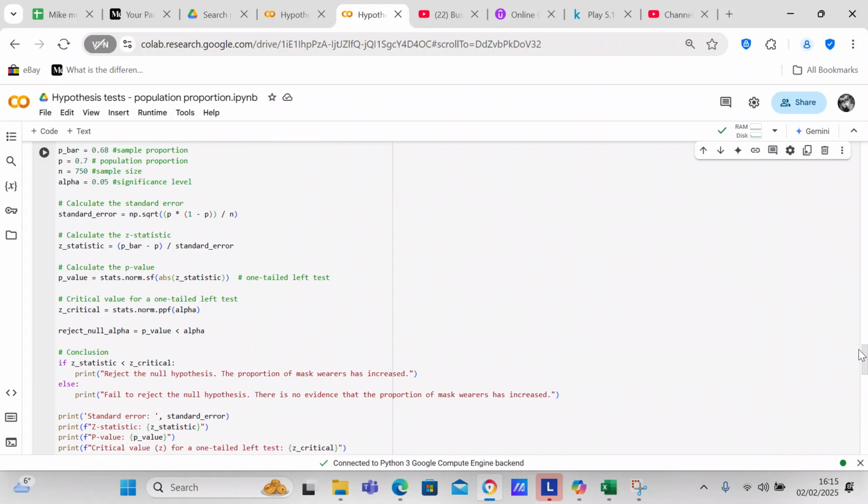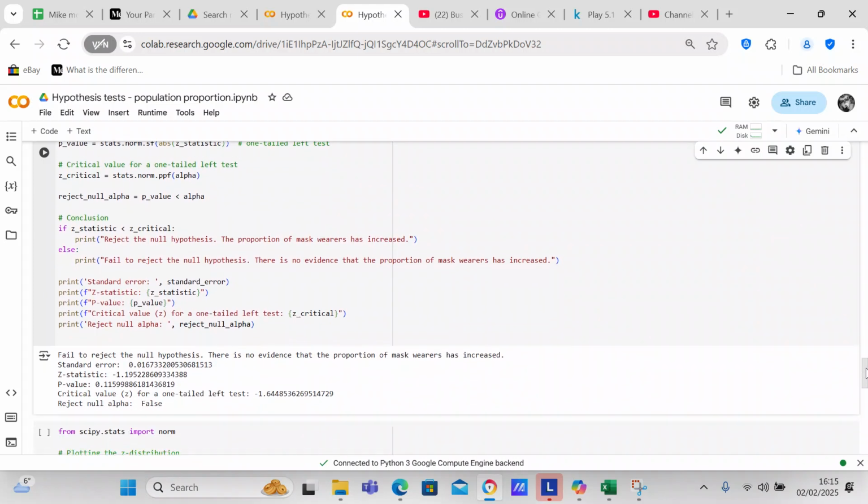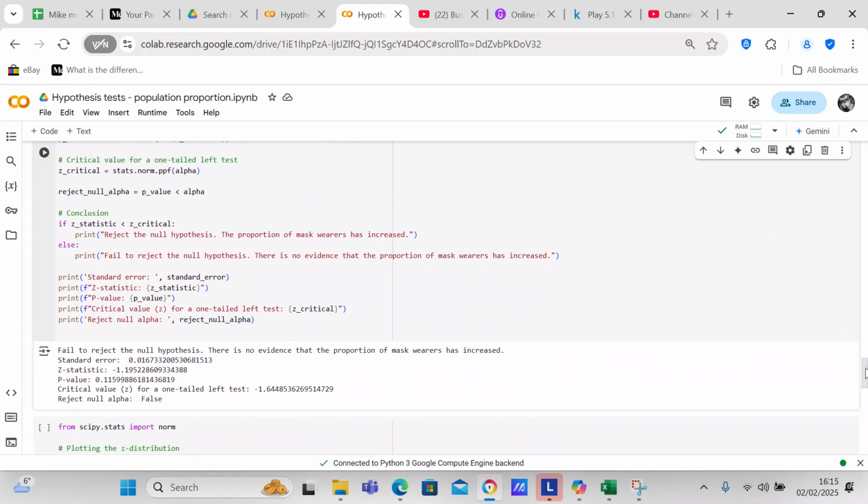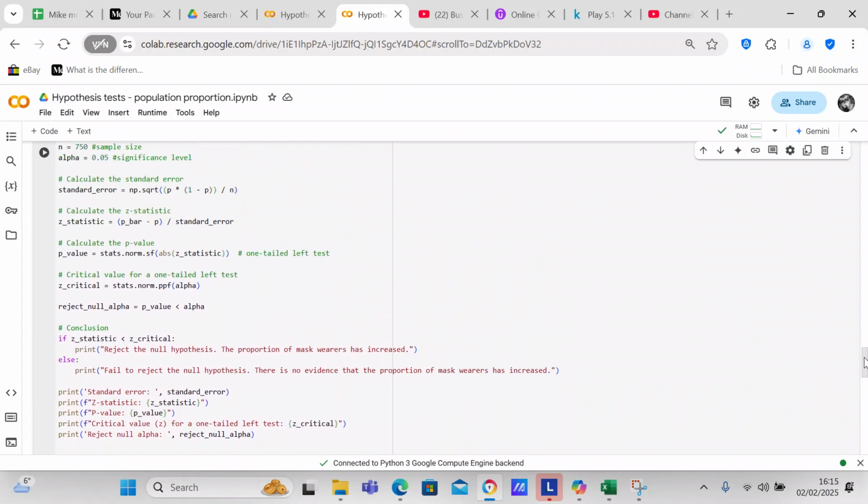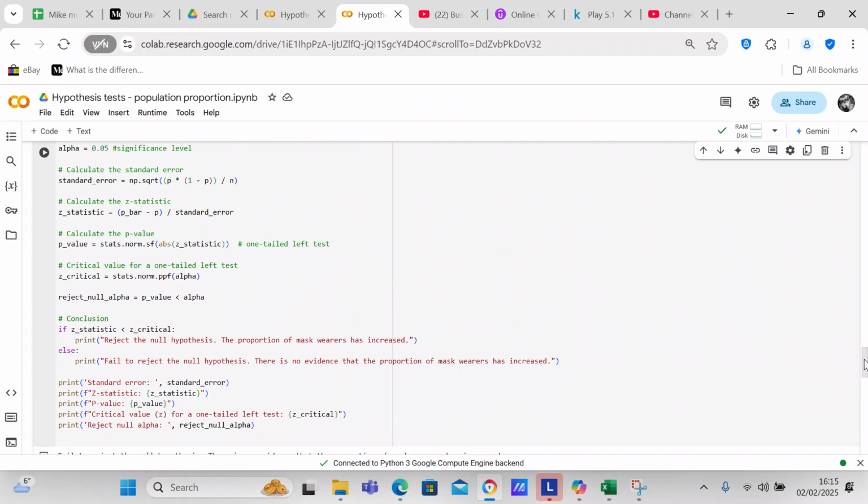P-value equals stats.norm.sf, and SF stands for survival function, of the absolute value of the z-statistic. And so your p-value is 0.115. So just looking at the p-value, since the p-value is greater than 0.05, you would fail to reject the null hypothesis because it's greater than 0.05.